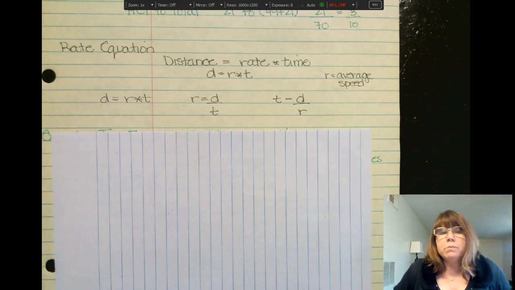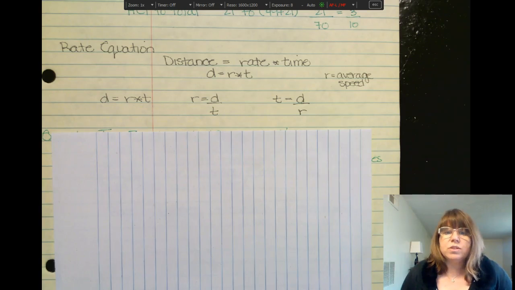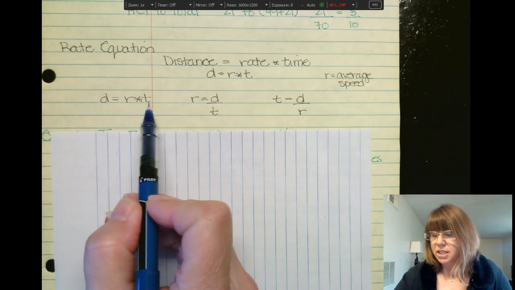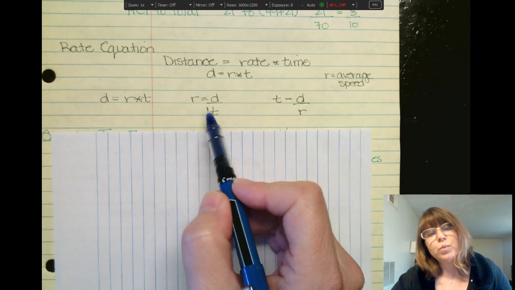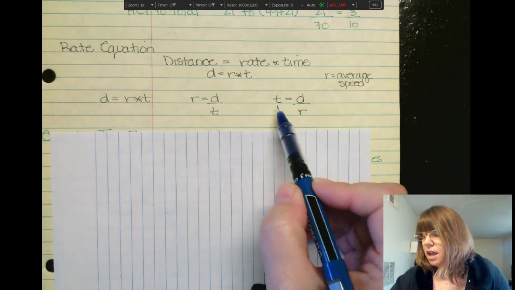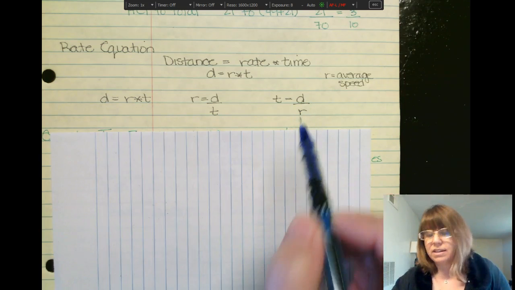Now you might remember the rate equation. Distance equals rate, which is the average speed, times time, or D equals R times T. Now, of course, there's three ways to write this. I can have it equaling the distance, which is distance equals R times T. I can equal the rate, which is distance divided by time, or time, which is distance divided by rate.